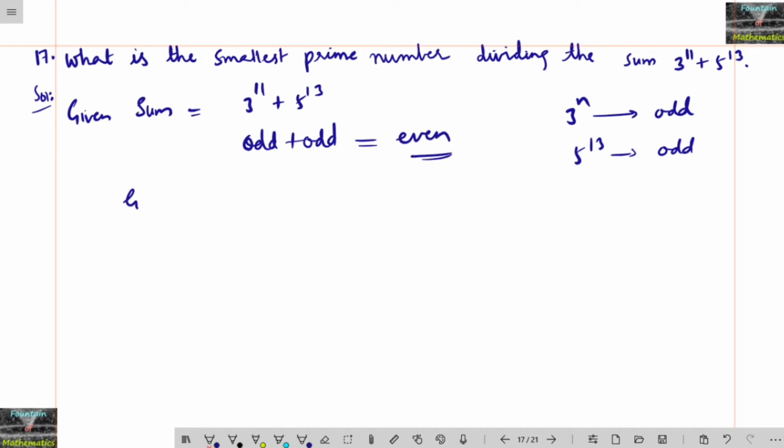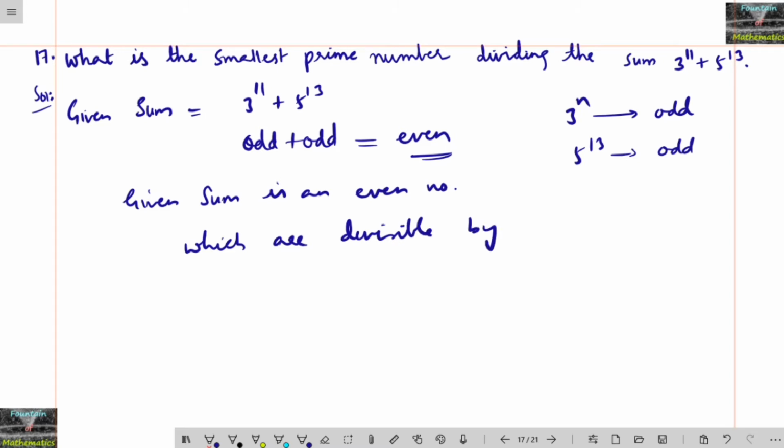therefore the given sum is an even number. Even numbers are always divisible by 2. What is 2? The smallest prime number only. So the answer is, the smallest prime number dividing the sum is 2. 2 is the answer.